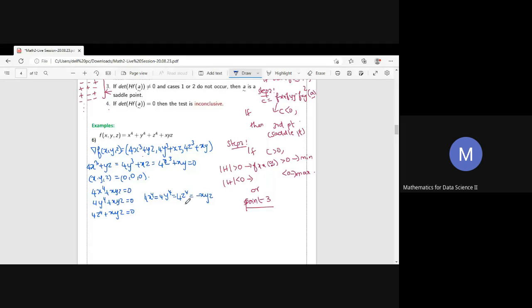So from this, what can you say? You now see that x power 4 is equal to y power 4 is equal to z power 4, right? Since you are having an even power here, you can say x is equal to plus or minus y is equal to plus or minus z, right? This is what you get.